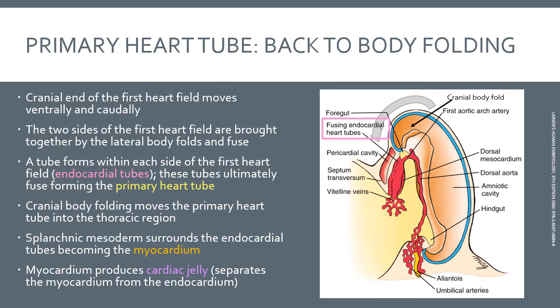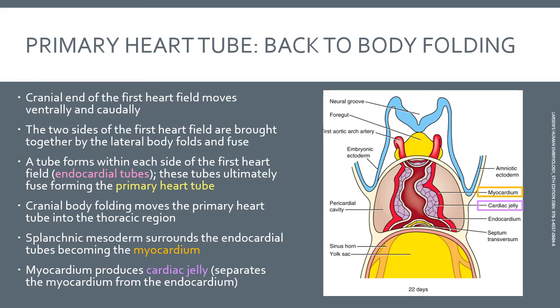And so even though your heart looks a bit like a house with 2 floors and 4 rooms, in reality it starts out as a tube. And I think that's kind of the take-home message of human embryology. It does seem that everything starts out as a tube. Okay, now, so heart tubes running parallel either side of the body. Now, cranial body folding is going to move the primary heart tube into the thoracic region, into the chest. Okay, so we're going to get it localized to the right spot.